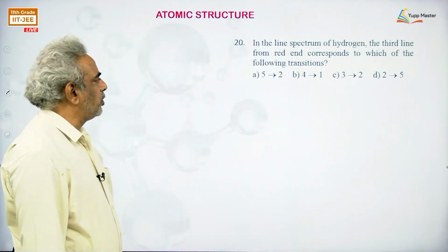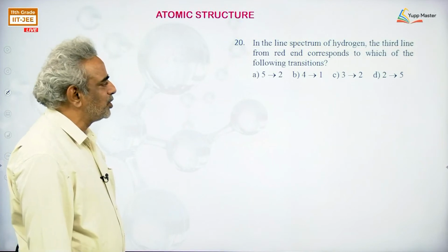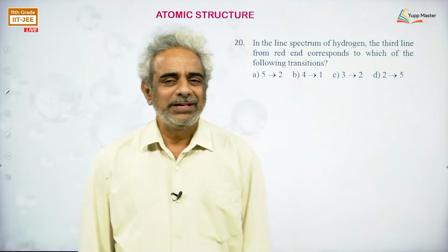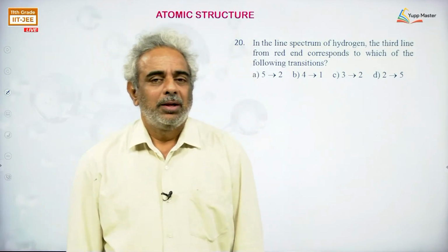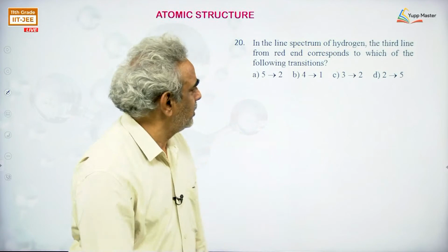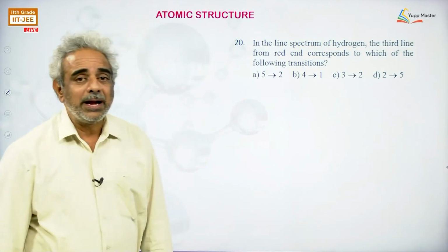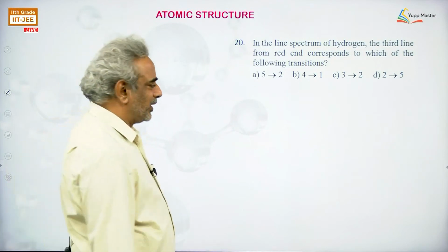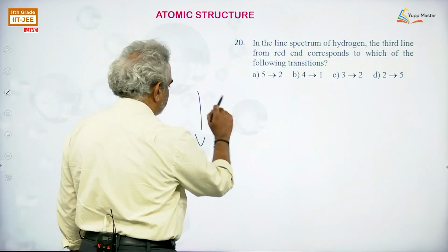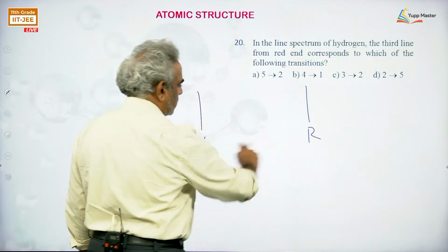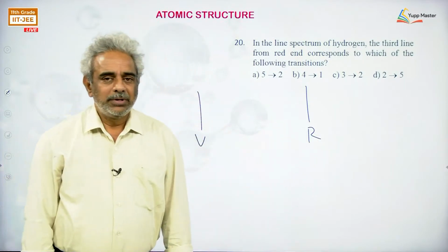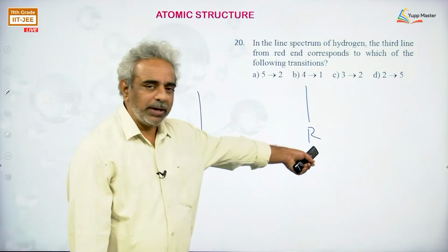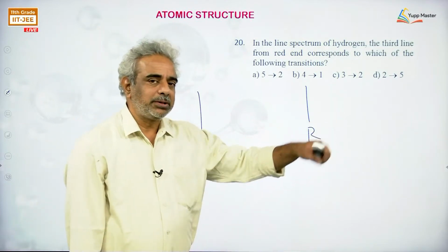In line spectrum of hydrogen, the third line from red end corresponds to which of the following transitions? A very trickish or silly, funny question. Third line from red end. What can you count? Red end means what? Violet to red. What is this called? Visible region. See, energy is decreasing this way, and when will you get the next thing?